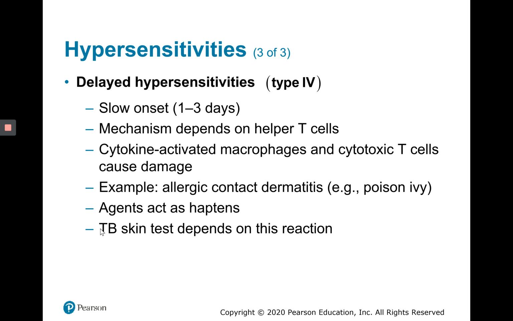And then you have delayed hypersensitivities, which have an even slower onset of 1 to 3 days. This would be a type 4 delayed hypersensitivity, wherein the mechanism would depend on helper T cells, and cytokine-activated macrophages and cytotoxic T cells would be what causes damage. An example would be allergic contact dermatitis or coming in contact with something like poison ivy. The agents are essentially acting as haptens and must combine with proteins of the body in order to be immunogenic and reactive. A TB skin test is actually an example of a test that depends on this delayed hypersensitivity reaction.